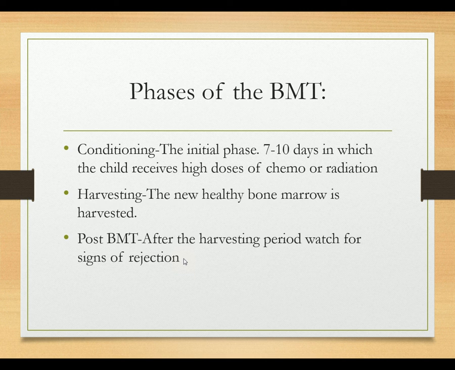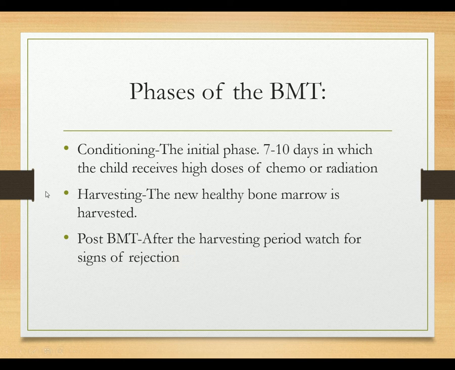So what are the phases of a bone marrow transplant? Well, the initial phase is called conditioning, and conditioning involves a 7 to 10 day period during which that child is receiving very high lethal doses of chemo and radiation. And then what you're doing is preparing the body to accept this new healthy bone marrow.